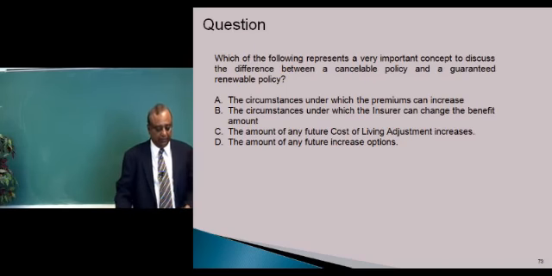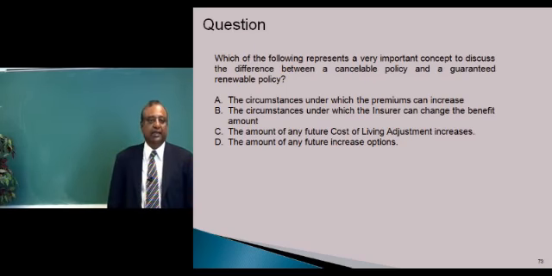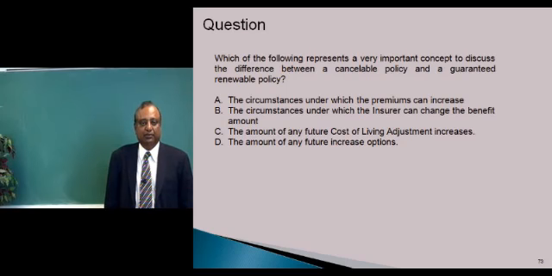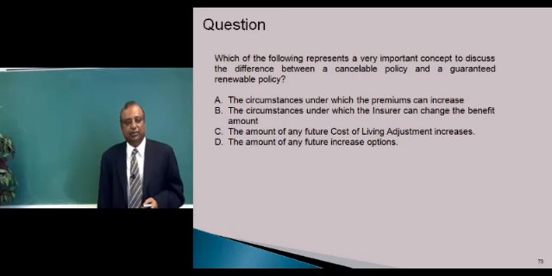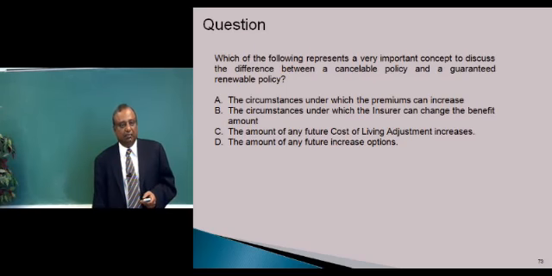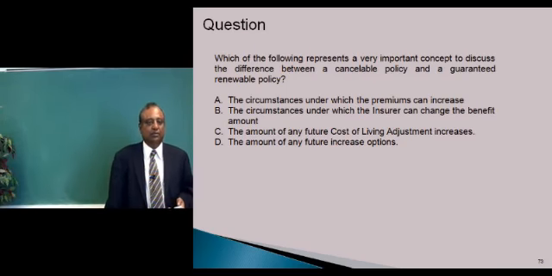The answer is A, the circumstances under which premium can increase. Premium can increase for both a cancelable policy and a guaranteed renewable policy. B cannot be the answer because the insurer cannot change the benefit amount. C and D are riders. They can be added to any kind of policy. So the answer is A.